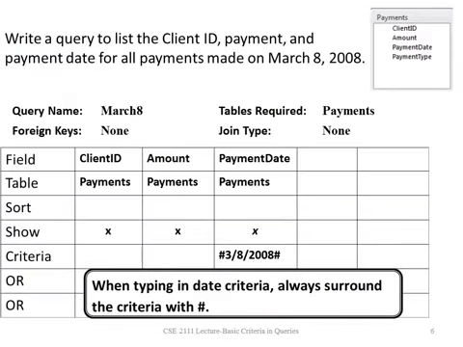The next example: write a query to list the client ID, payment, and payment date for all payments made on March 8th, 2008. Notice in the criteria row, under the payment date column, I have a date criteria. Date criteria is always surrounded with pound signs.